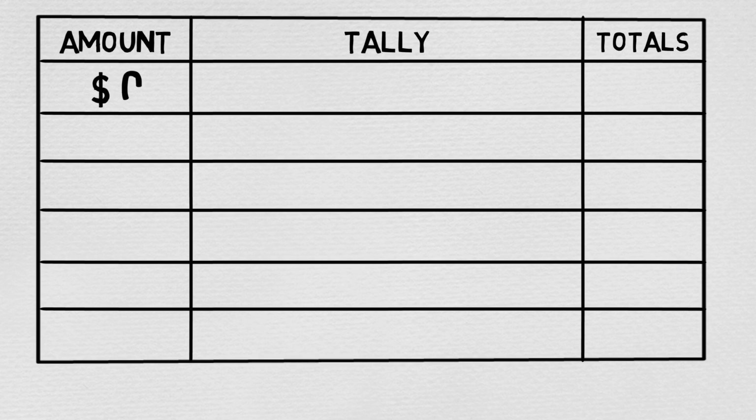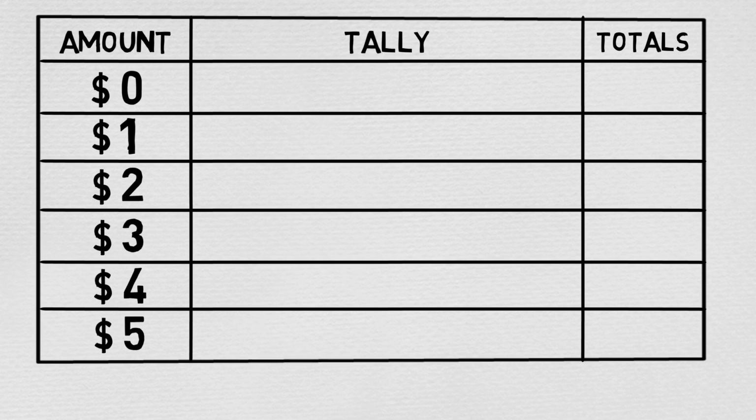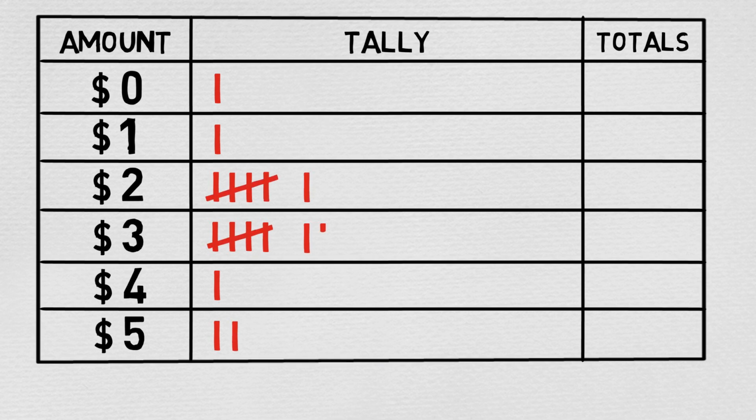She started by writing the different pocket money amounts, which went from $0 up to $5 in the first column. Then put the results for each amount, one by one, into the tally column. After which, she wrote the totals for each amount in the third column by counting up each tally.